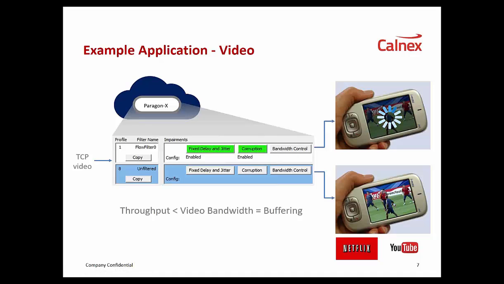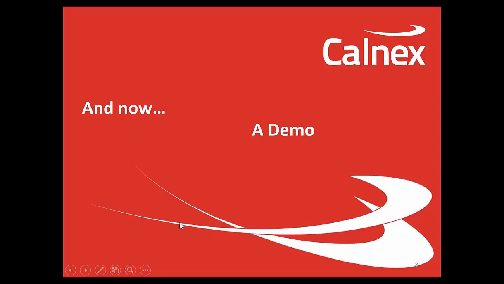So the conclusion here is that any network testing with traffic or packets or protocols or services should be done with controlled, repeatable, and accurate network impairments added. And the Paragon-X network emulation feature allows you to do that.